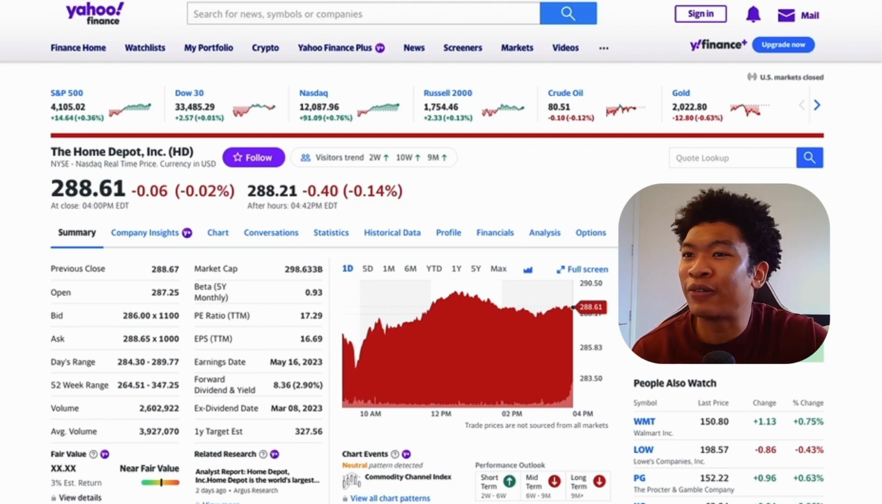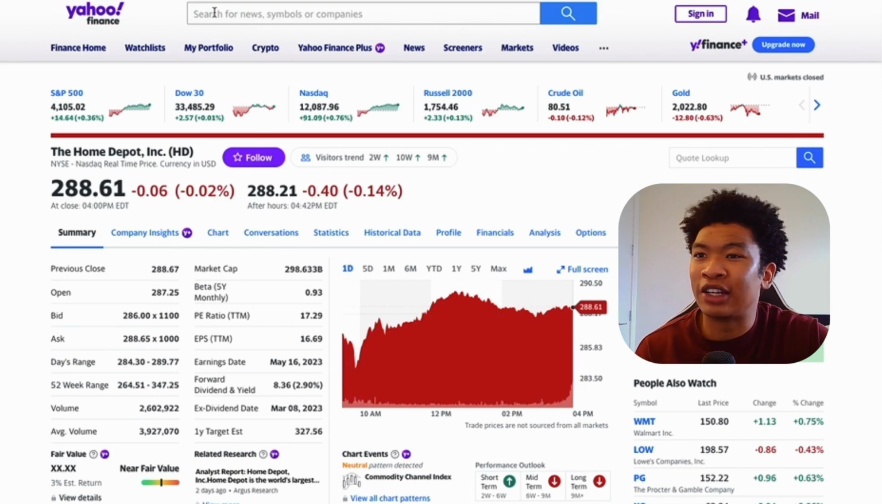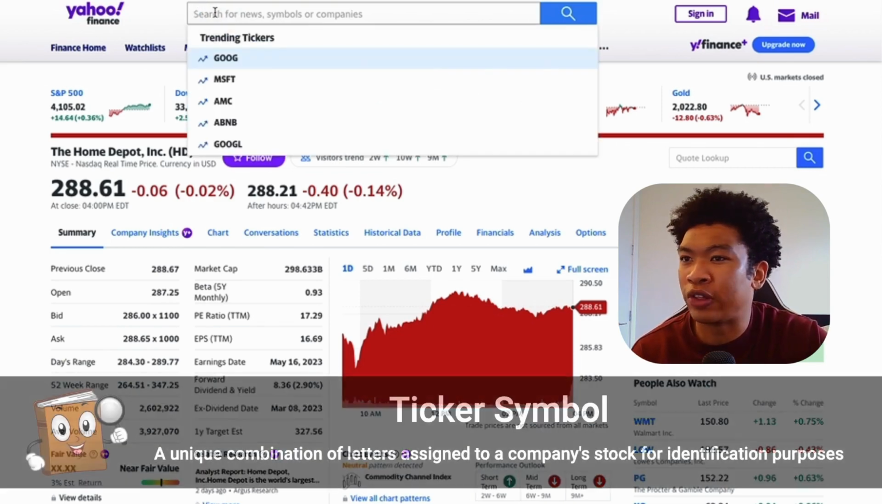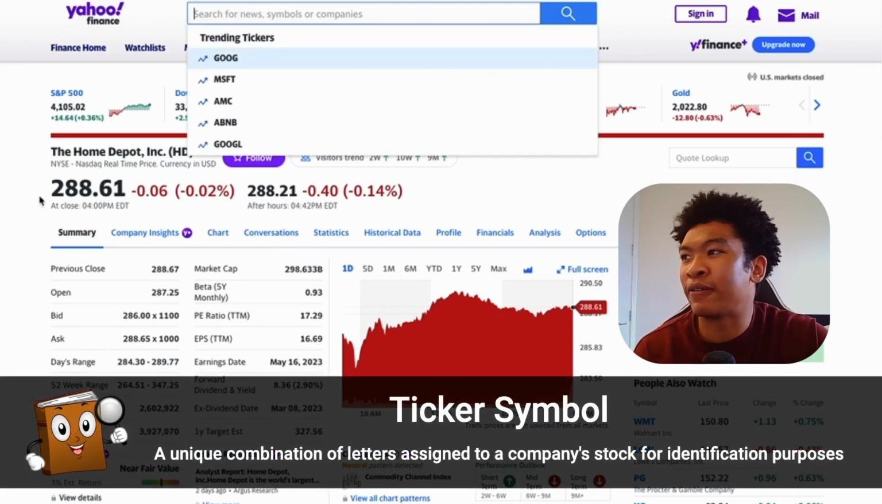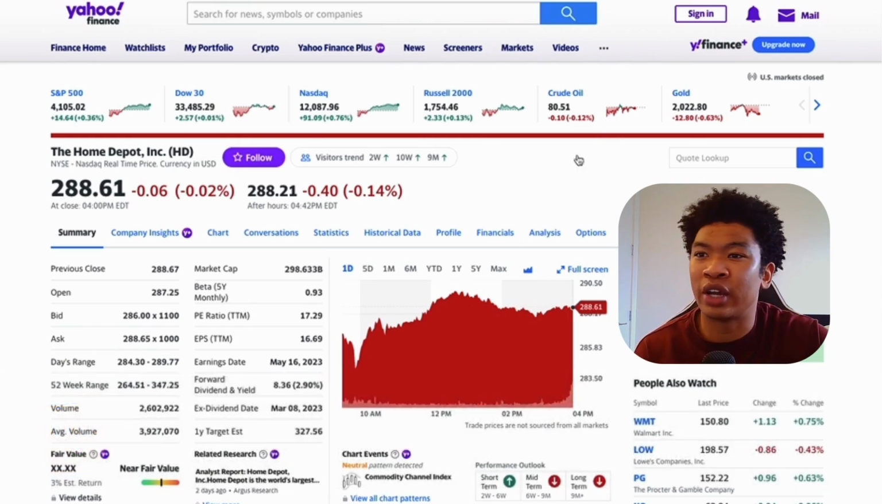Now, in Yahoo Finance, you can search for any publicly traded company's stock by just searching the name or the ticker symbol at the top here. I already have Home Depot pulled up though, so we can just go ahead and take a look.